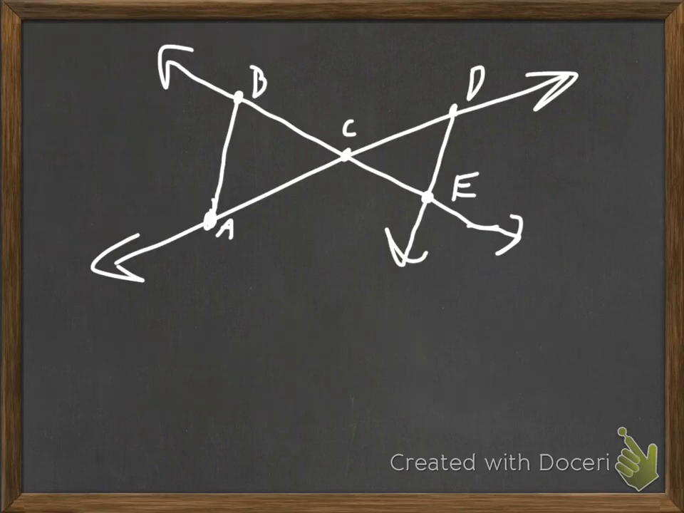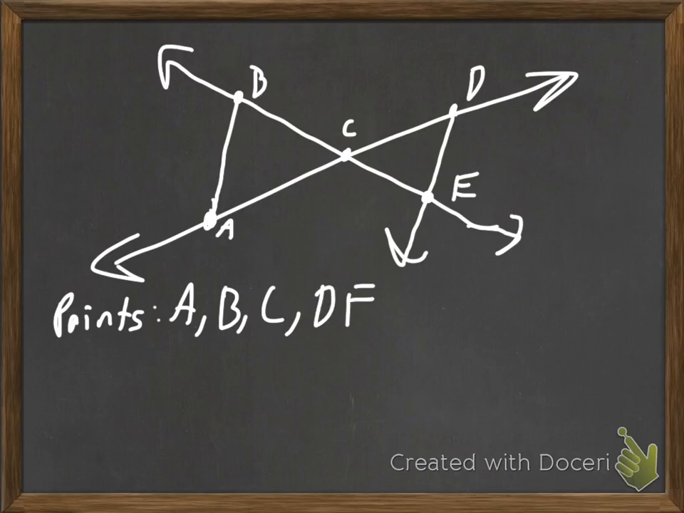So here's what we're going to do. We're going to list some points, some lines, some rays, some segments. So points. Well, every letter here is a point. So we could say A, B, C, D, E. So point A, point B, point C, point D, and point E.